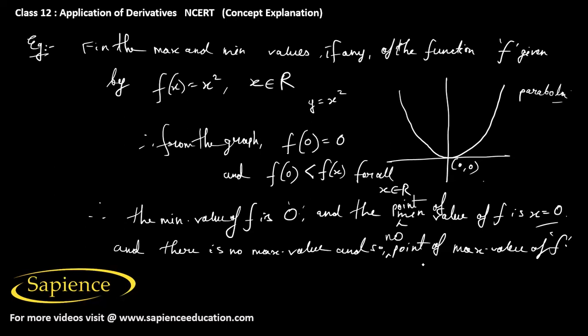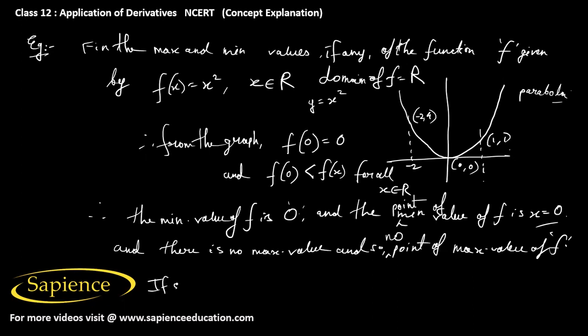So hope you have understood the concept. And here we can tell one thing: here the domain of the function is all real numbers R. But if we restrict the domain of the function to, suppose, -2 to 1, at -2 the point will be -2 comma 4, and at 1 it will be 1 comma 1.